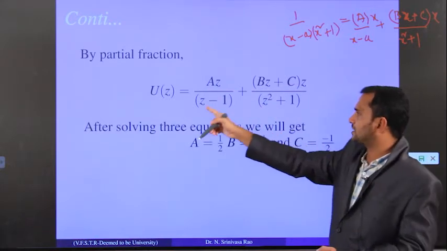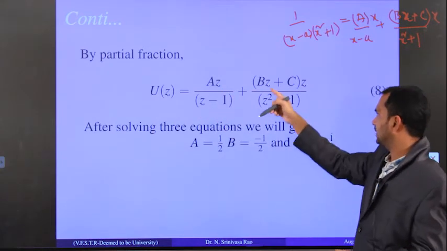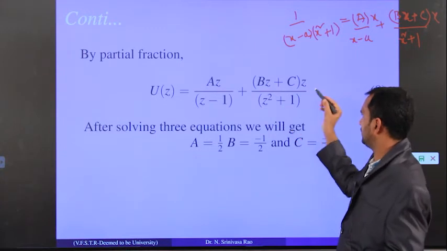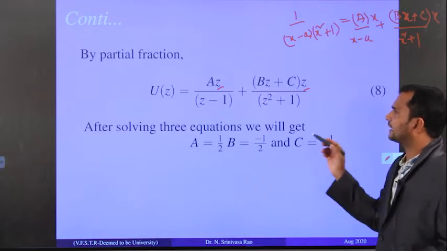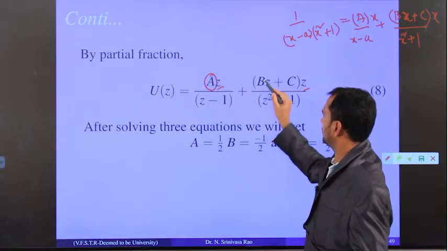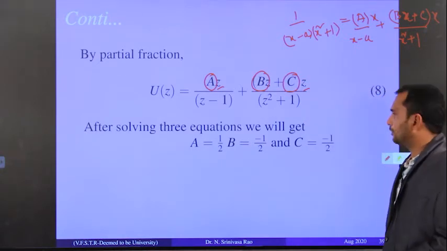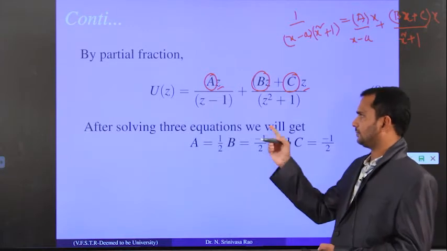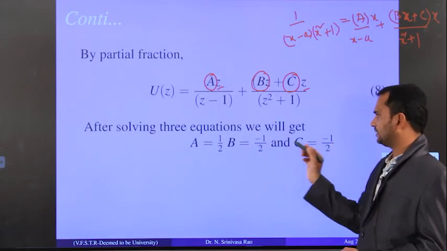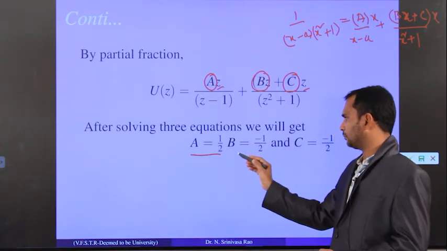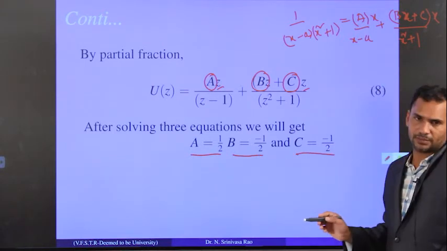So now the partial fractions for this: u of z equals az by z minus 1 plus bz plus c by z square plus 1 into z. So these are the extra terms we have multiplied. Now our target is to find the a, b, c values. There are three constants that we have to find. After comparing both sides, z square coefficients and constants, we get a value is 1 by 2, b value is minus 1 by 2 and c value is minus 1 by 2.